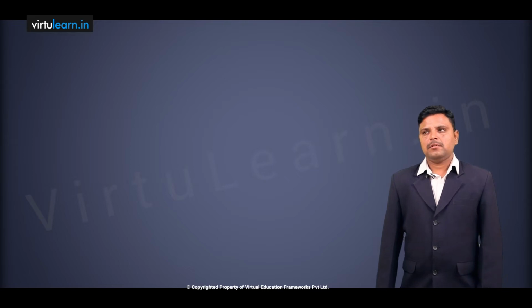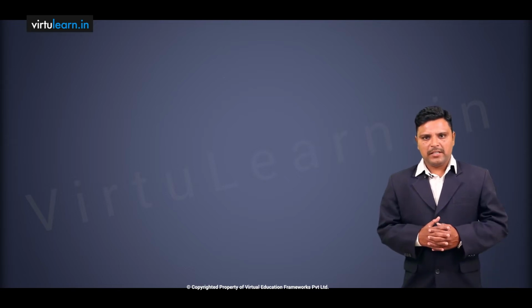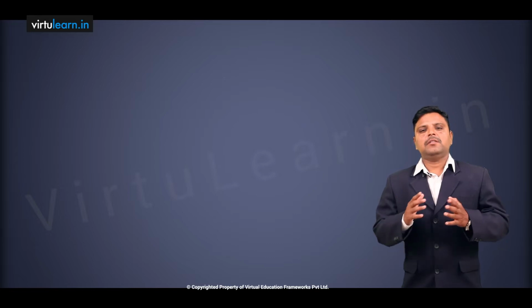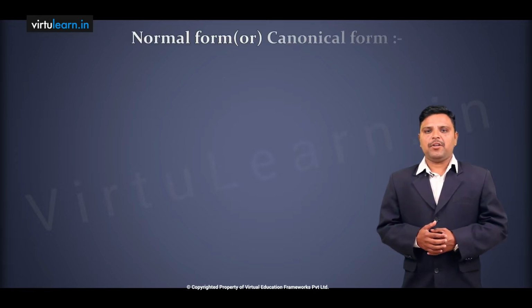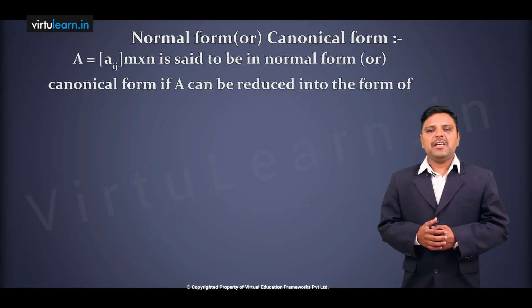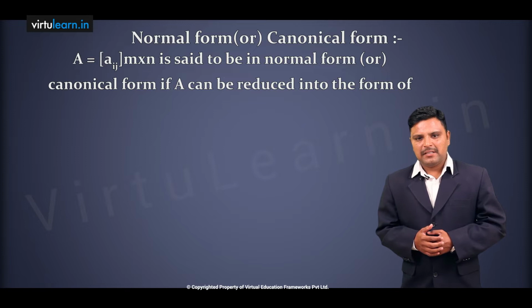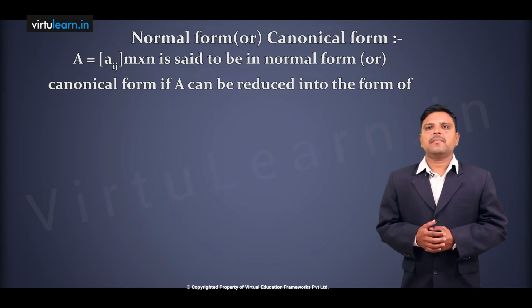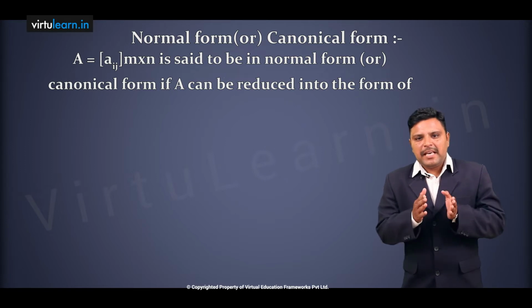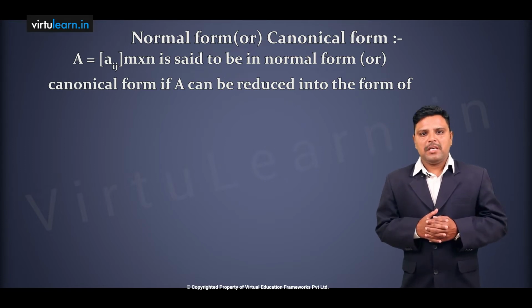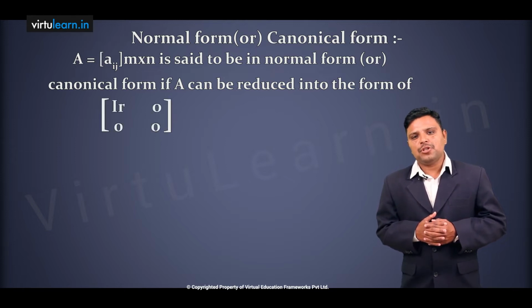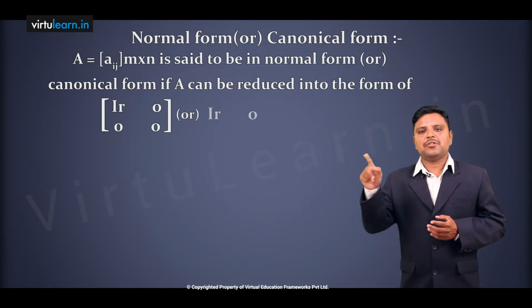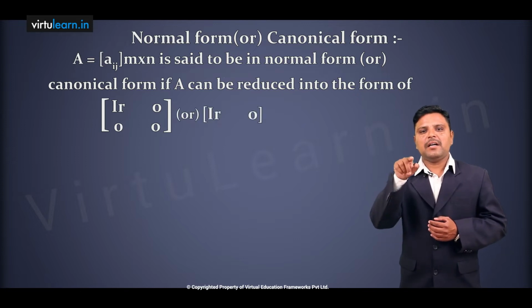The next technique to find the rank of the matrix. The method name is normal form or canonical form. A matrix A equal to [aij] of order m by n is said to be in normal form or canonical form if A can be reduced into the form of [Ir 0; 0 0], or [Ir 0], or [Ir; 0] column wise.